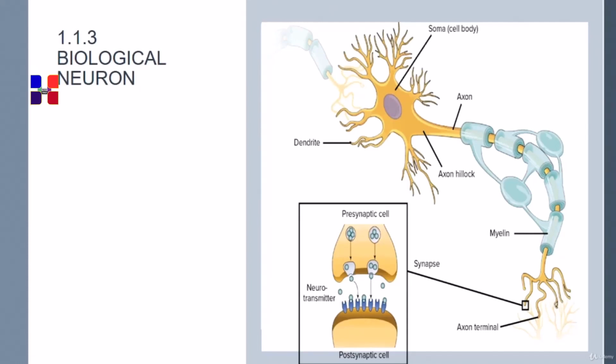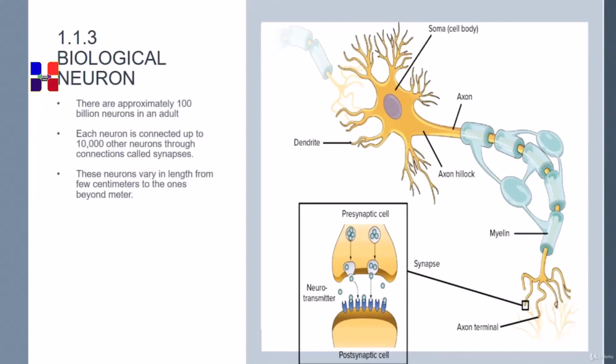Now these are specific biological terms, and we will not go too much into detail. The point that I'm trying to make is that these are individual cells that are connected to each other, and there is a signal processing system that happens in our brain.